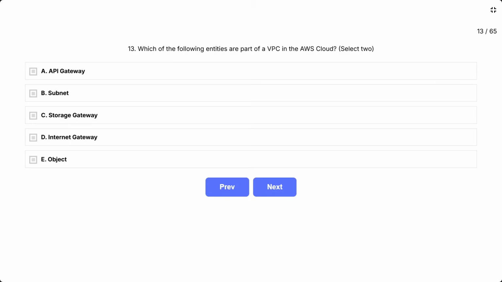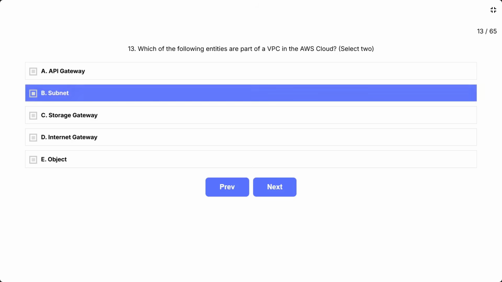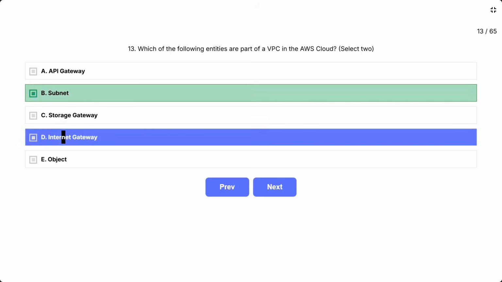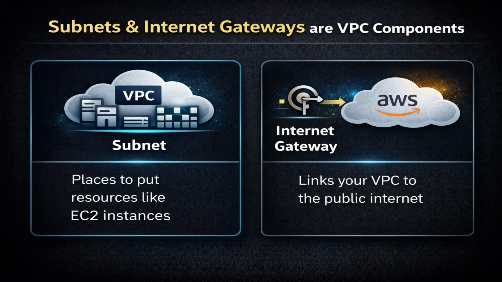The correct answer is B, subnet, and D, internet gateway. Subnet is a fundamental part of a VPC. It is a segment of the VPC's IP range where you place resources like EC2 instances, so it is definitely inside the VPC. Internet gateway is a VPC component that you attach to the VPC to allow communication between resources in the VPC and the internet, making it directly part of VPC networking.